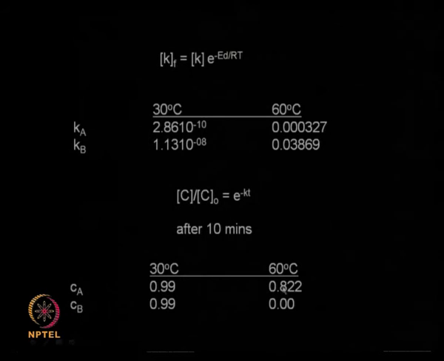You can see 0.99 to 0.82, and here 0.99 to complete 0. That means enzyme 2 has completely got denatured. So once it has got denatured, it will just precipitate out. So only enzyme 1 will be inside my broth.